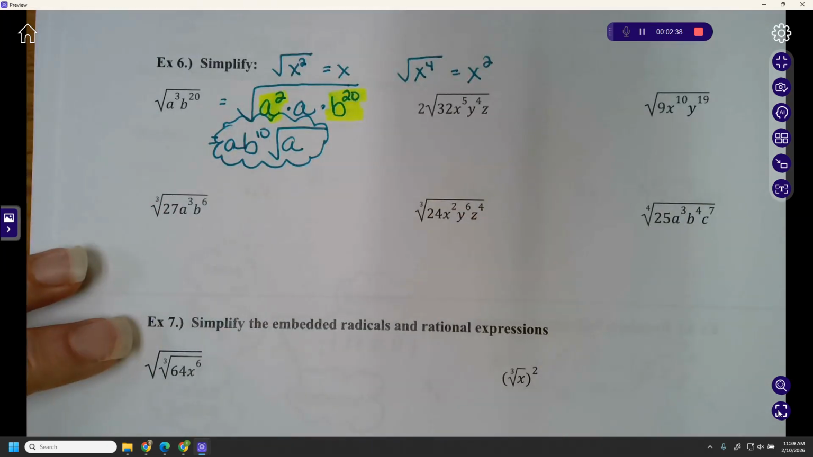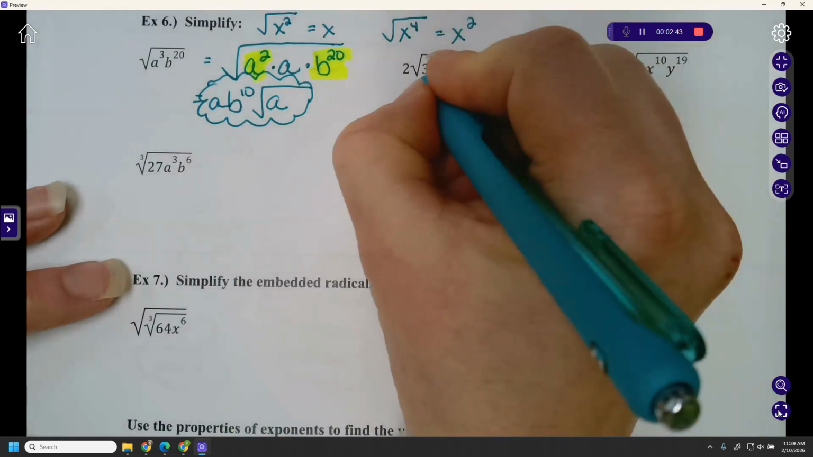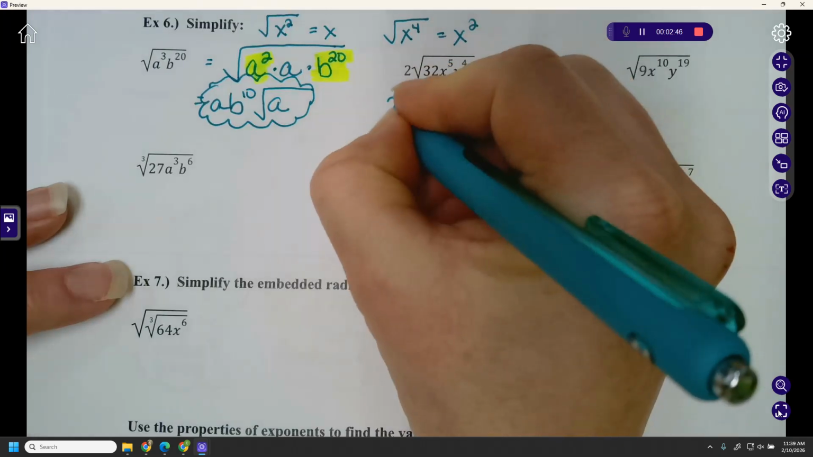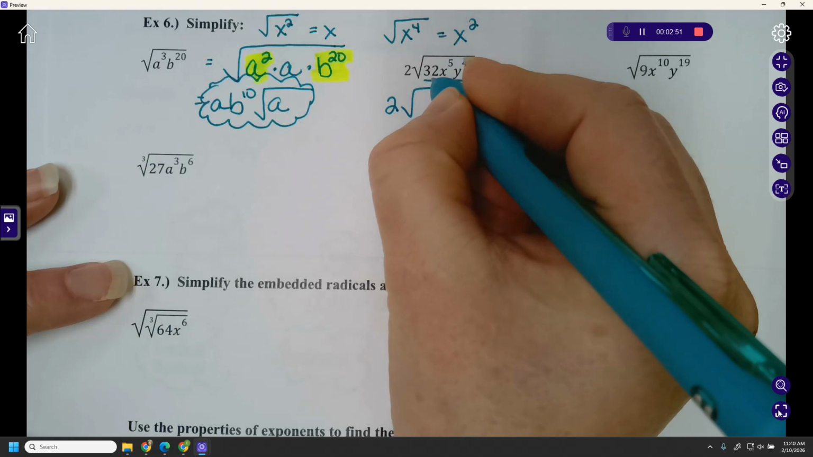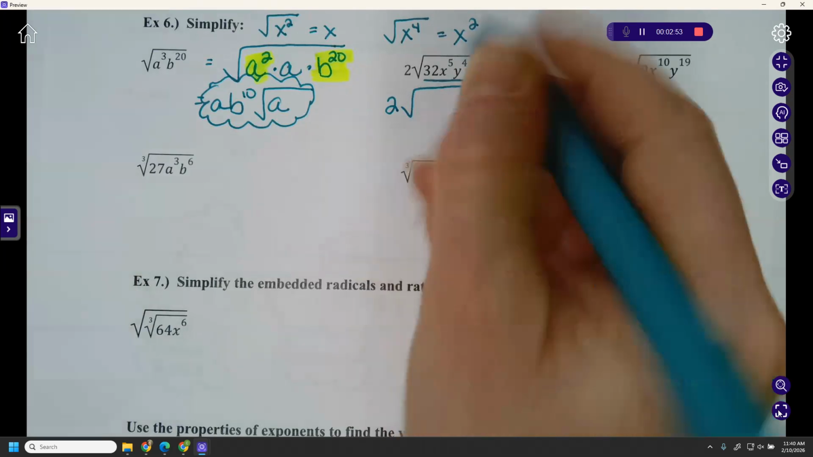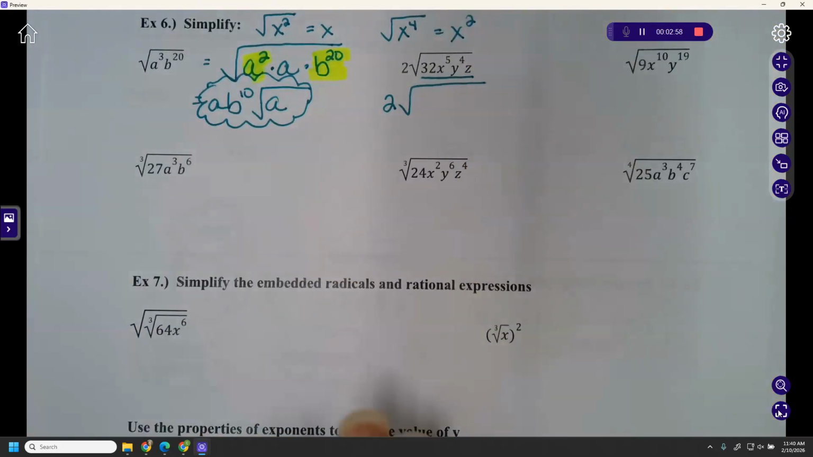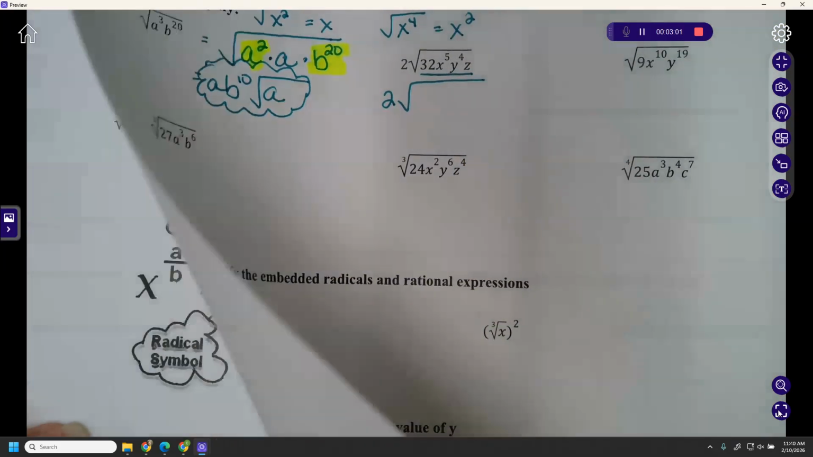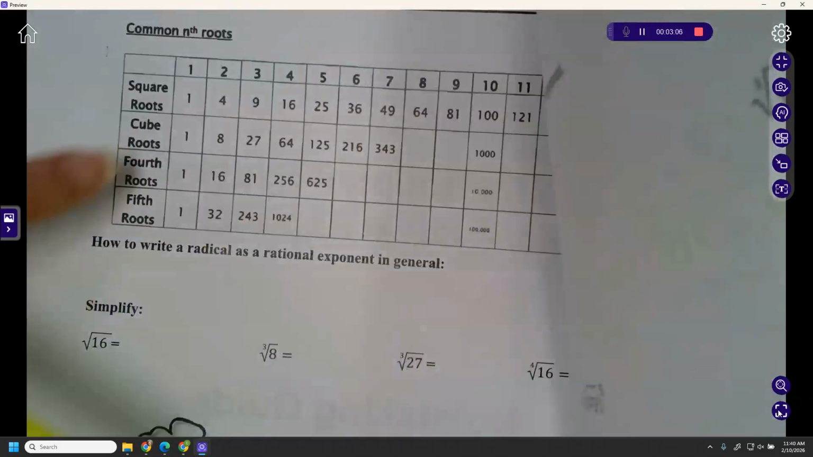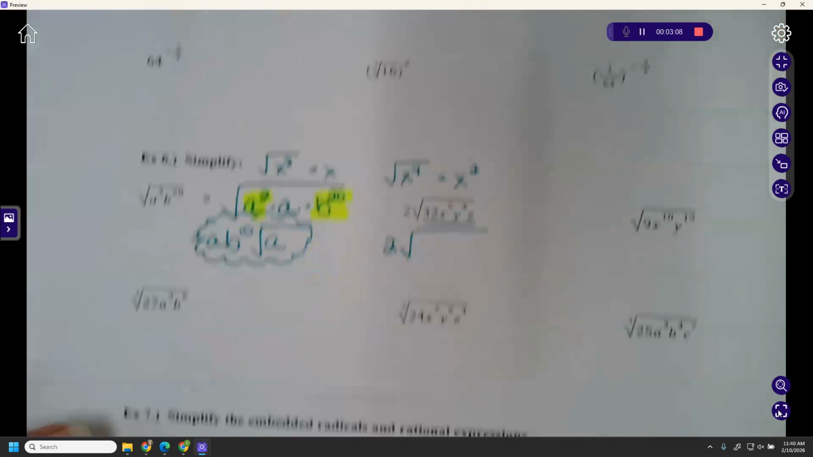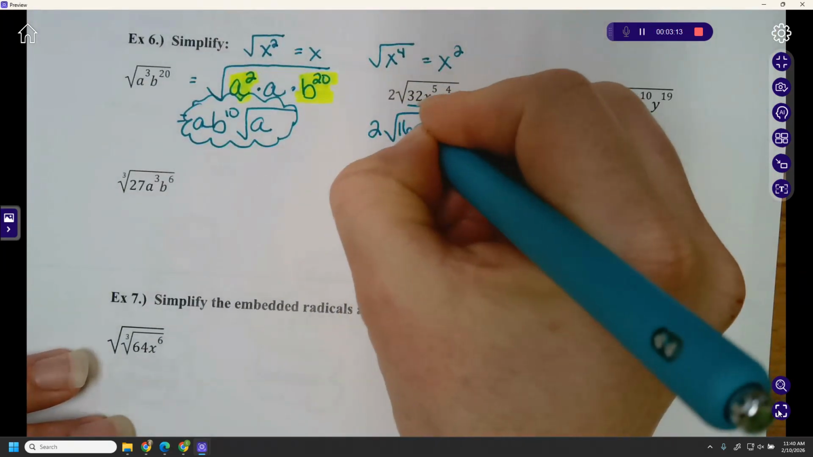Okay, let's try to do this now with some numbers and variables. So I am going to rewrite all of these if needed. This is 2. And I'm going to rewrite 32 as the highest perfect square that goes into 32. And again, if you want your root card from the other day, or you can flip back to our note page from day 1 right here if you want to look at your perfect squares. They're right there. In a minute, we're going to look at perfect cubes. The highest perfect square that goes into 32 is 16, so I'm going to write it as 16 times 2.